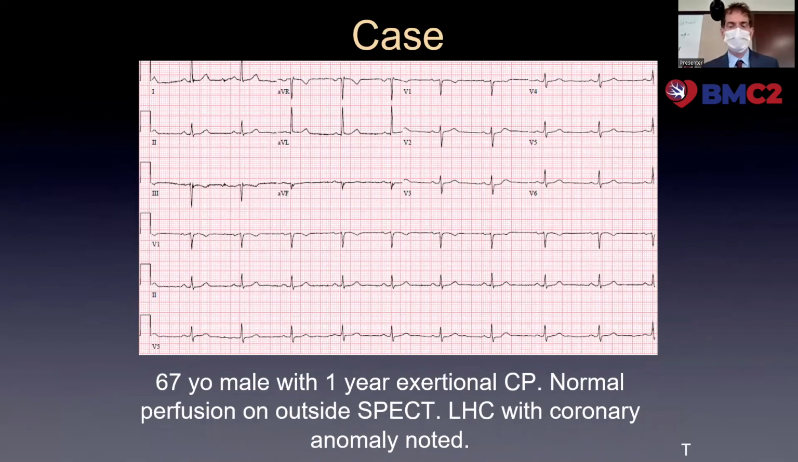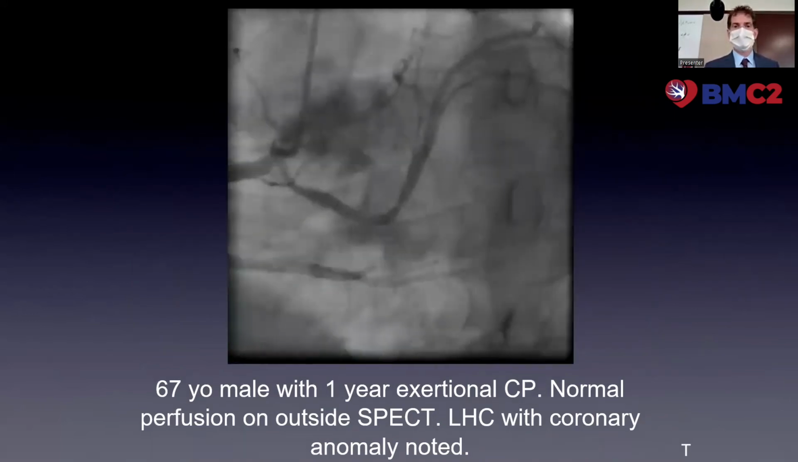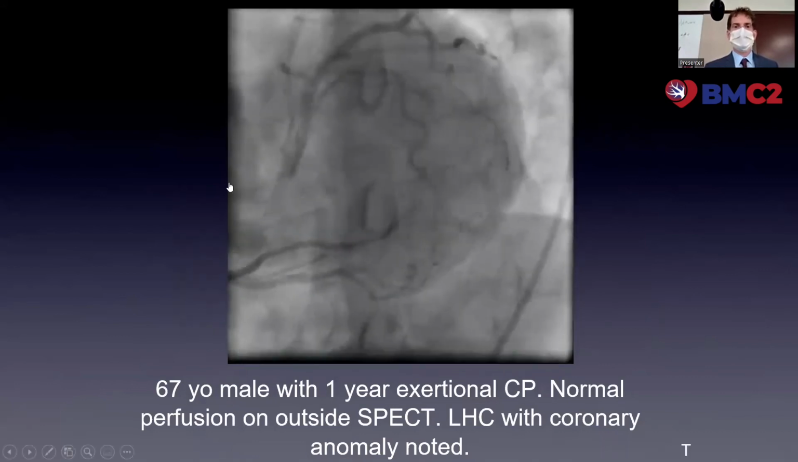Another example of the same type of thing, 67-year-old with a year of chest pain, happening with exertion, had a normal SPECT stress test. Oh, actually, this is a different case. I have another one like that coming up. And had a left heart cath that showed a coronary anomaly. And here you can see an ejection.